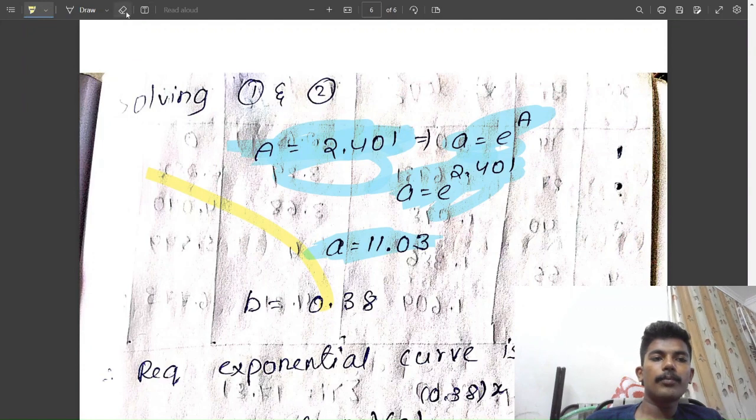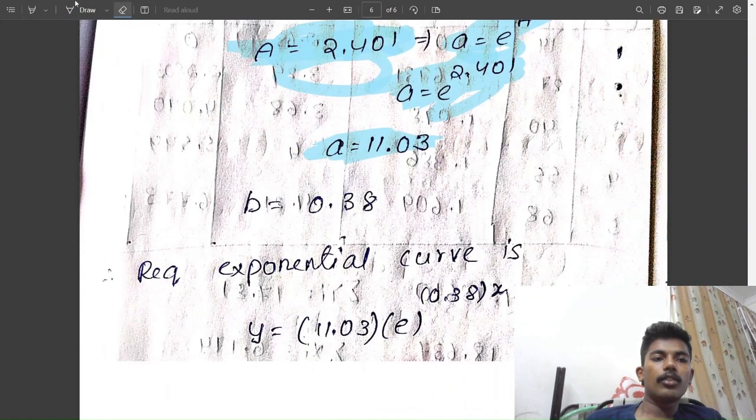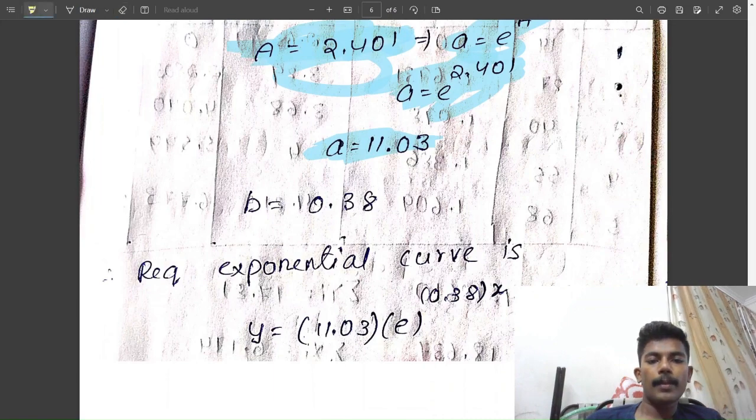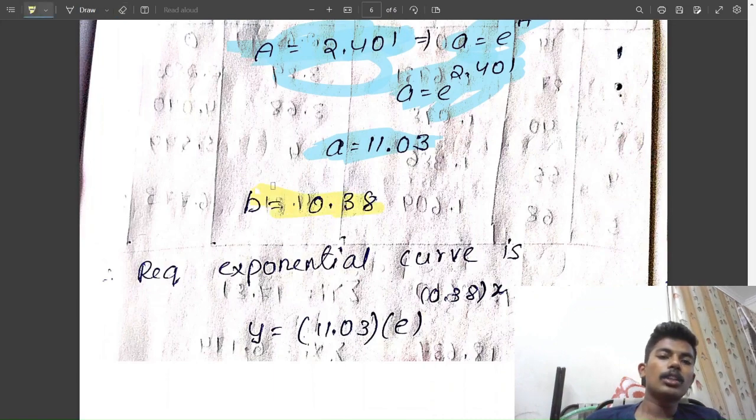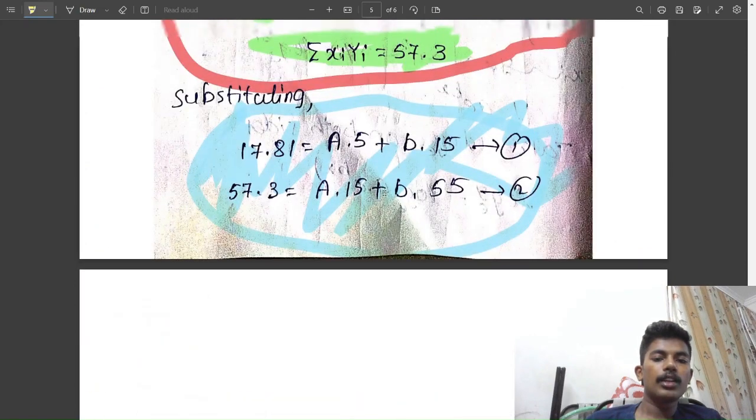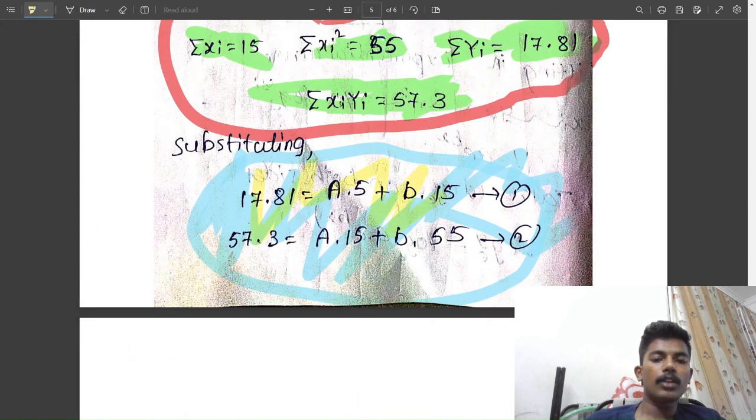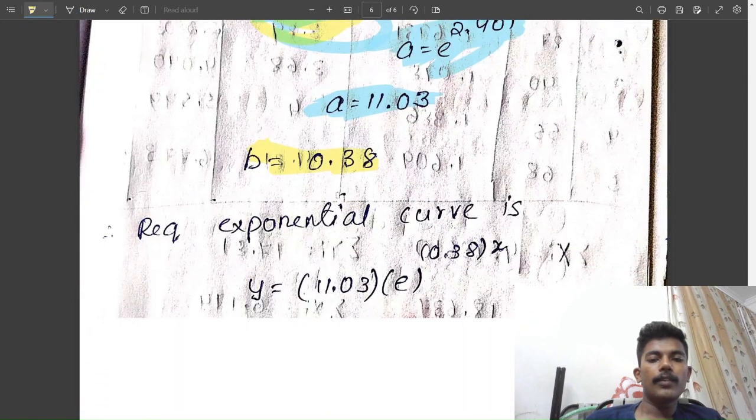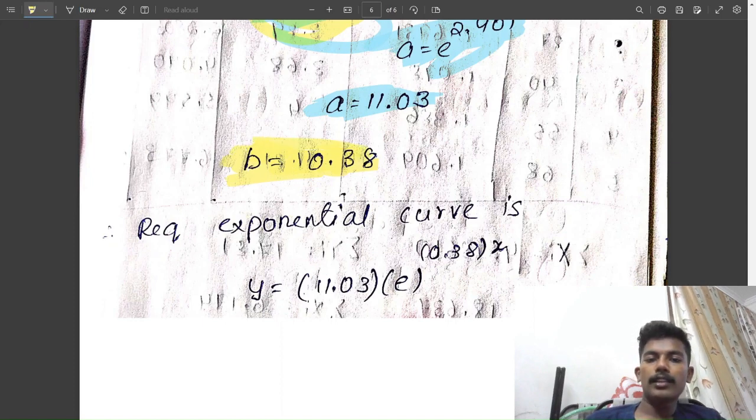Now we have obtained the value of small a. Now let us see the value of b. So by substituting this value of a in any of these two equations, we will get the value of b. So the value of b obtained by substituting the value of a in the above equations is 0.38.